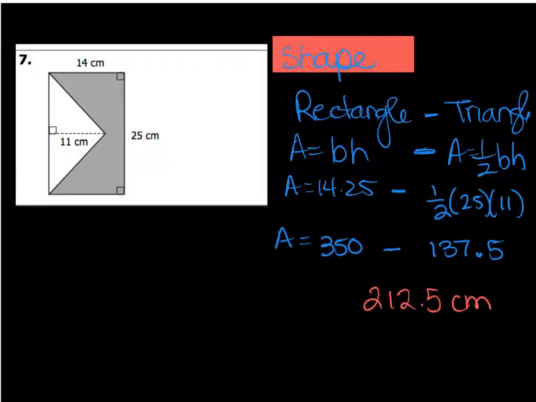Okay, so here we have the final area of the rectangle, and we have the area of the triangle. 1/2 base times height. The base goes all the way across, so that's 25 times the height, which is 11. We subtract the two and we get 212.5.